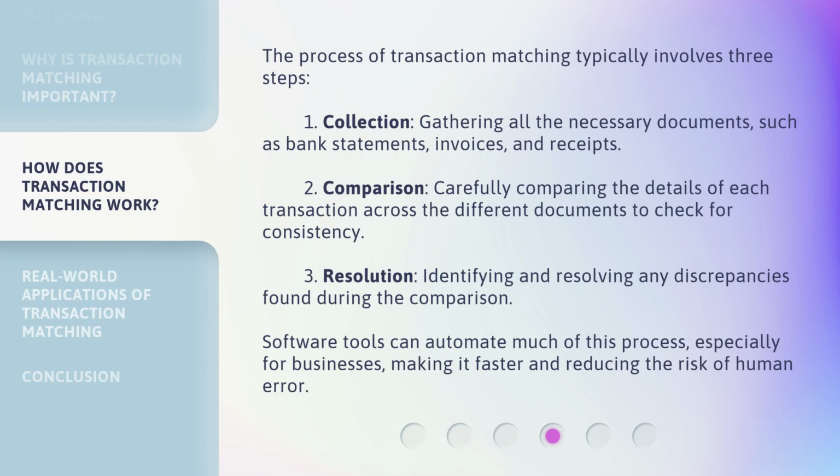The process of transaction matching typically involves 3 steps. 1. Collection, gathering all the necessary documents, such as bank statements, invoices, and receipts. 2. Comparison, carefully comparing the details of each transaction across the different documents to check for consistency. 3. Resolution, identifying and resolving any discrepancies found during the comparison. Software tools can automate much of this process, especially for businesses, making it faster and reducing the risk of human error.